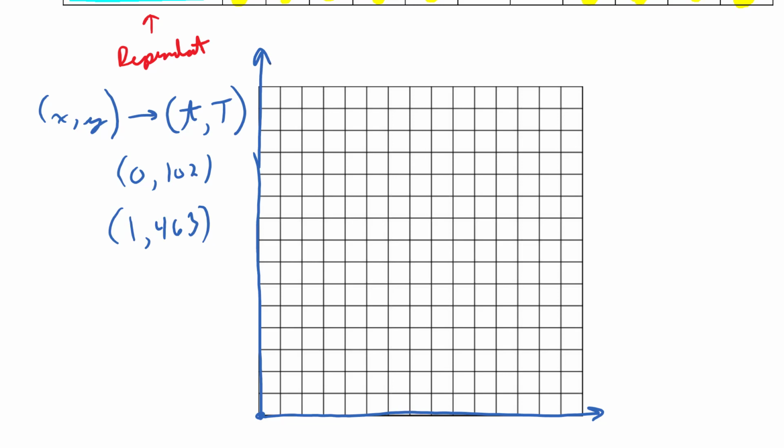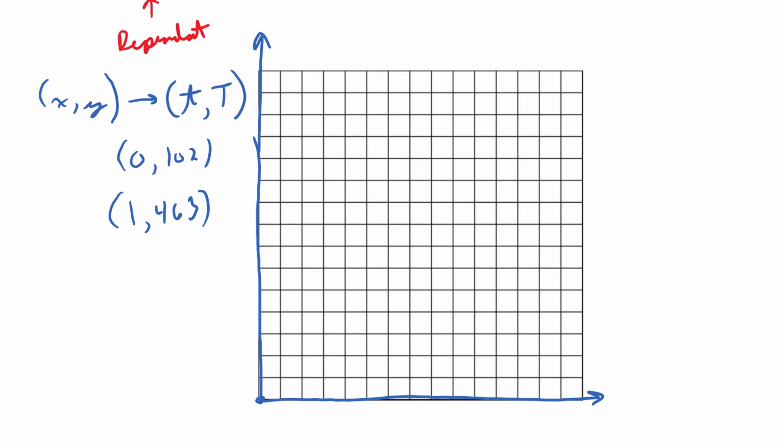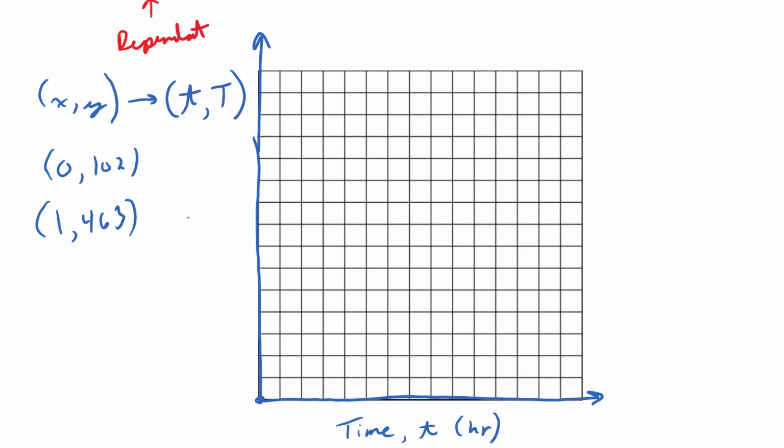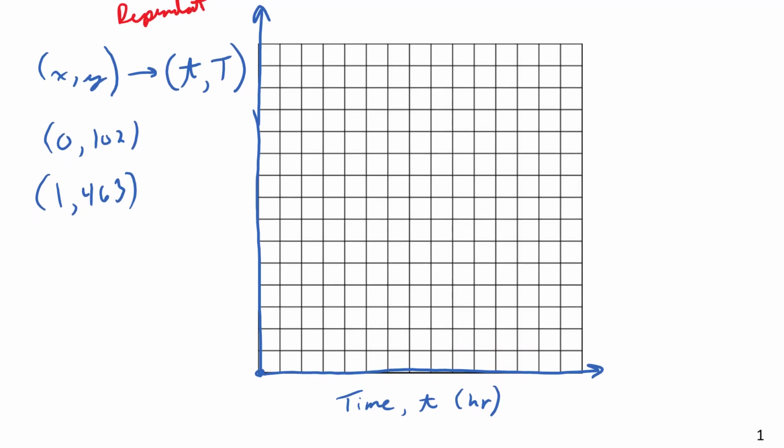Let's label it now. What do we have? On the horizontal axis, this is your independent variable. This is in time. Lowercase t is my variable, and my units are in hours. For my vertical axis, this is my dependent variable. What I choose for my time will depend on what my temperature is. This is temperature, uppercase T, and my units are in degrees Fahrenheit.